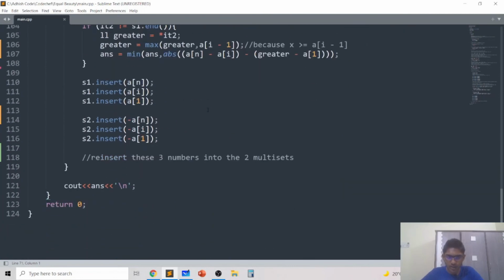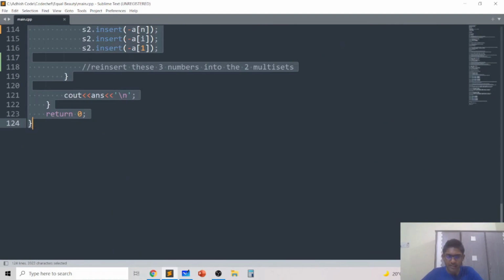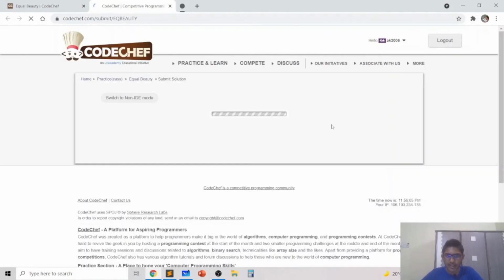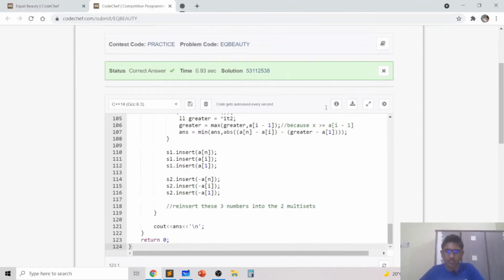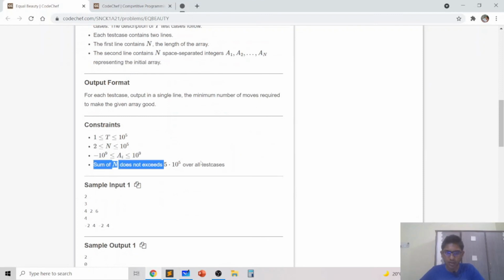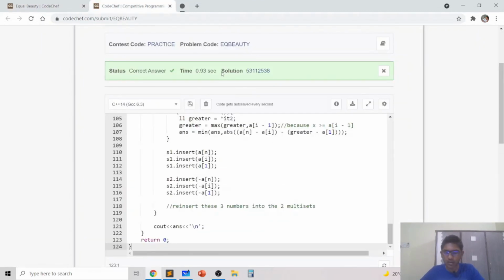So that's why we need to reinsert them, and in the end we just print the answer with the \n because we are using fast IO. And now I'll just submit this code to see that it gets accepted. So as you could see, my code got accepted, and the time complexity is n log n, and that's a bit tight because we have only 1 second. That's why it works just narrowly within the time limit.